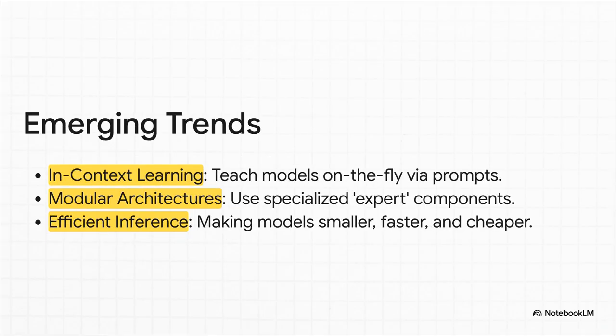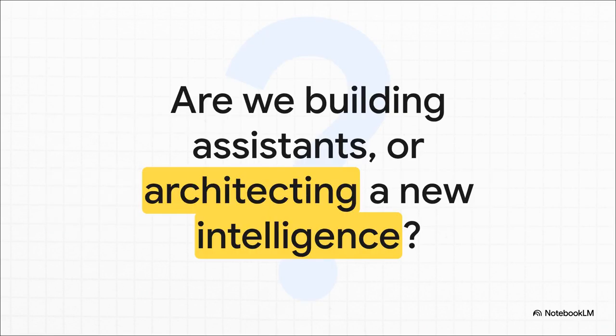And you've got to keep an eye on the horizon because this field is moving at lightning speed. We're seeing incredible trends like in-context learning, where you can teach a model on the fly, or a mixture of experts models, which are like a team of specialists. And there's a huge push to make these things smaller, faster, and cheaper to run, which is lowering the barrier to entry for everyone. So you see, these LLMs are way more than just clever tools. The really big question we're all facing is this. Are we just building better assistants, or are we actually architecting a whole new kind of intelligence? Understanding the blueprint is your first step. What you decide to build with it, well, that's the next chapter, and it's yours to write.